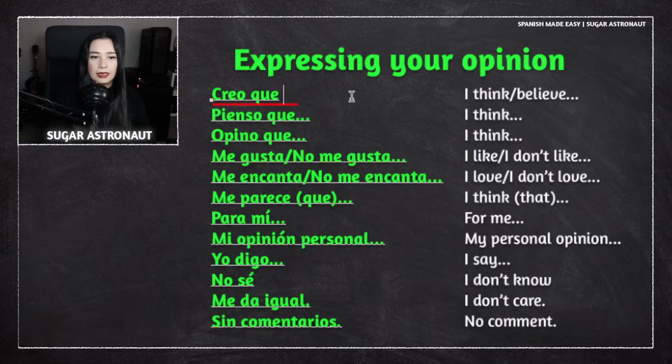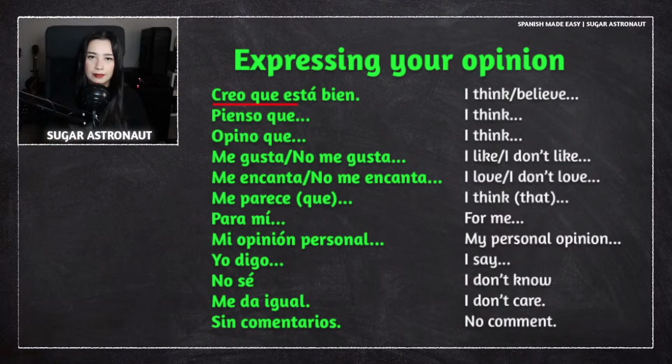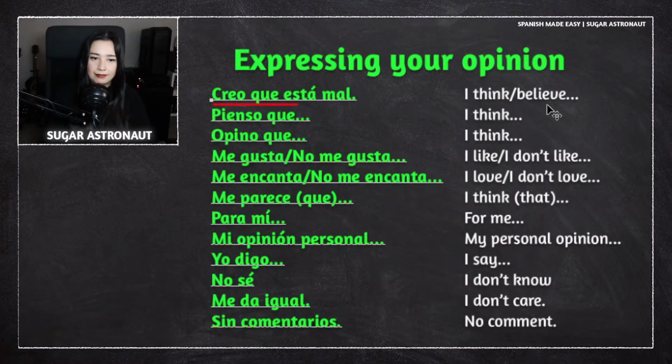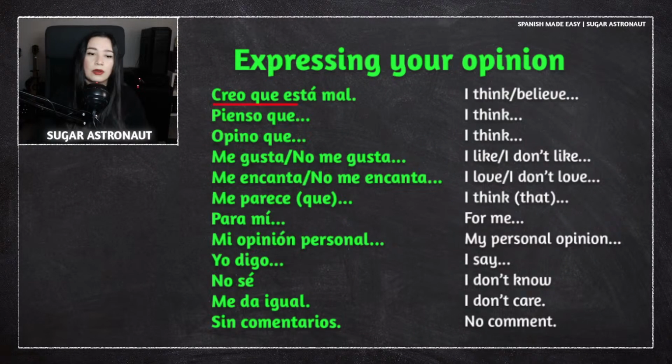Okay? That's if you want to add, obviously you need to add more to the phrase. Creo que está bien. This means I think it's okay. Okay? Está bien means it's okay. Creo que, I think, or I believe. I believe it's okay. I think it's okay. Okay? Or the opposite. Creo que está mal. I think it's wrong or it's not right. Okay? So, está mal, that's what it means. Wrong or it's not okay.